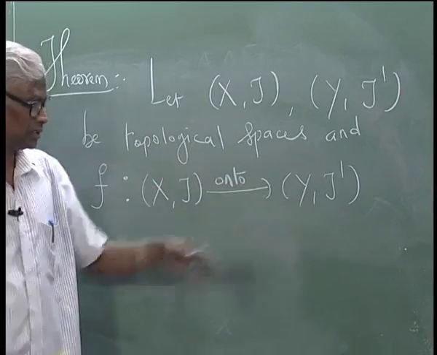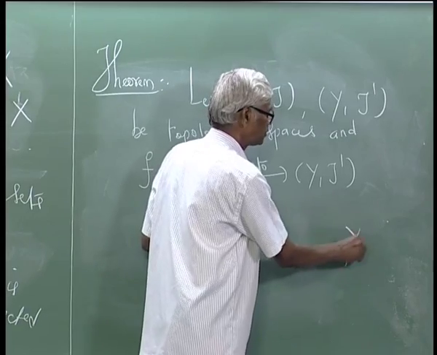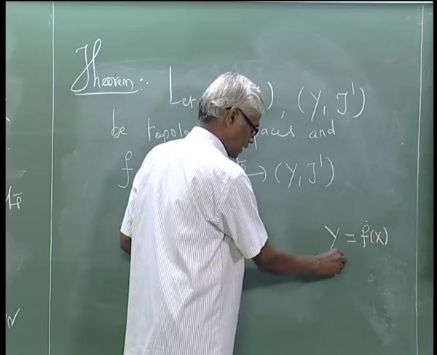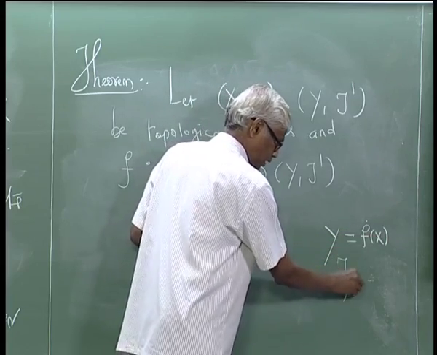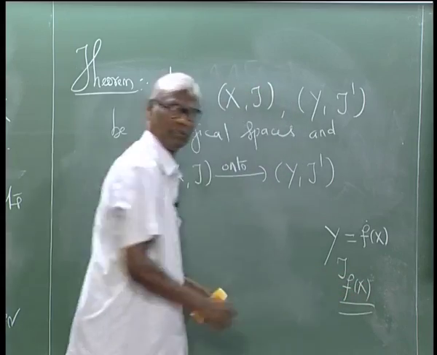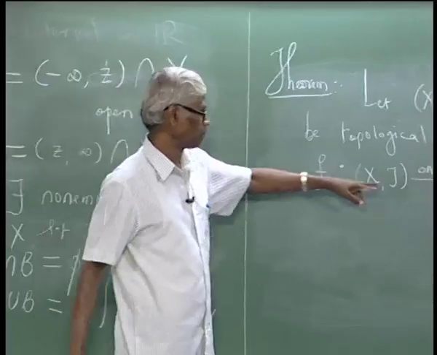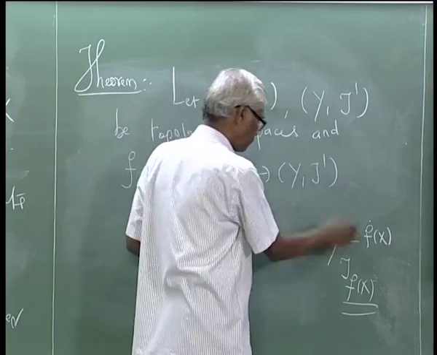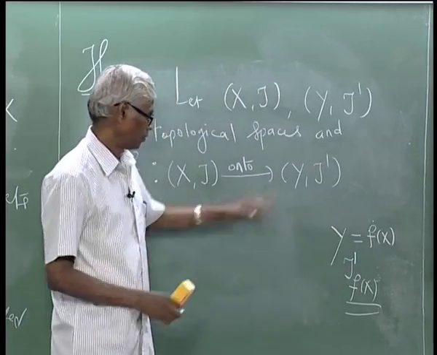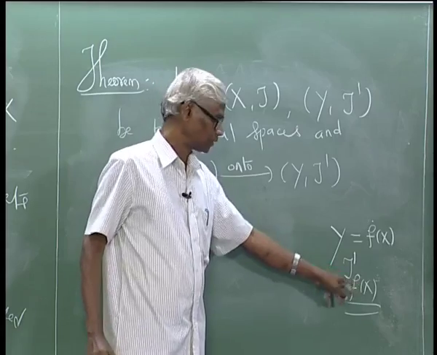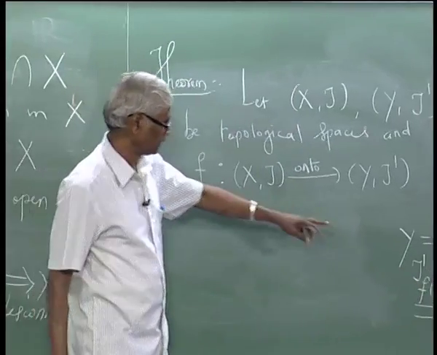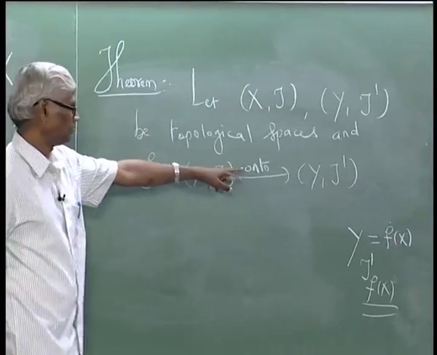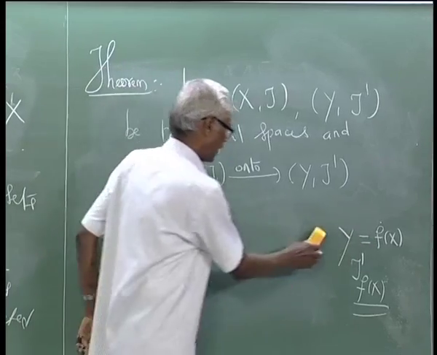If it is not onto, in place of Y consider f(X), and consider the topology tau prime on Y restricted to the range f(X). So, we want to prove that this topological space f(X) is connected. That is why we assume it is onto, meaning f(X) equals Y.